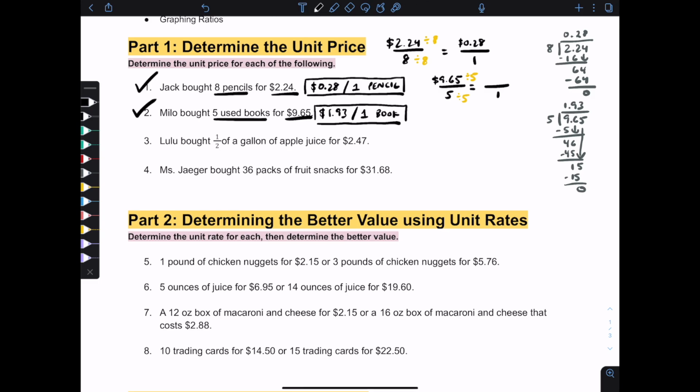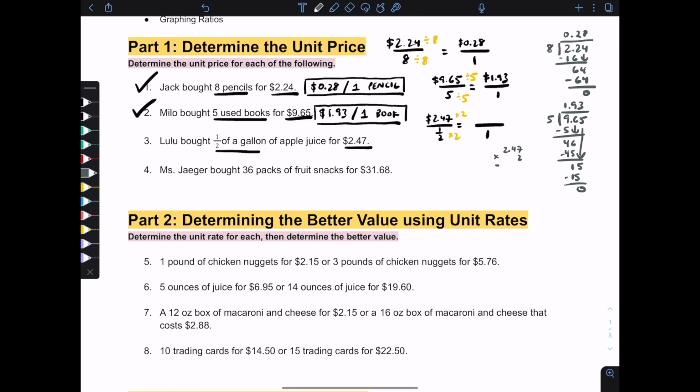Number 3, Lulu bought half of a gallon of apple juice for $2.47. Oh, actually, I forgot to write $1.93 up here, so I'll go ahead and write that in. For this one, though, we know the price is $2.47, and that's for half of a gallon. Now, I showed this a little bit in the YouTube video before on how to go about this, but I think the easiest way or the fastest way is we need to get 1 on the bottom, right? So in order to do that, we could just multiply a half by 2, and that'll get you the 1.